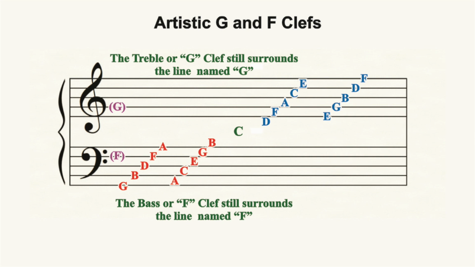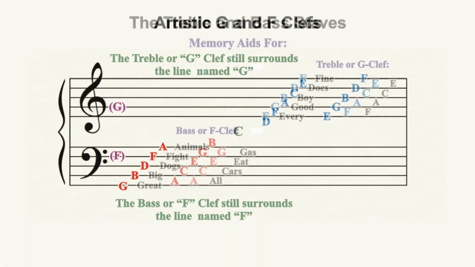However, the G clef still surrounds the line we call G, and the symbol itself tells us more precisely that this is the G just above middle C. The F clef still surrounds the line we call F, and the symbol itself tells us that this is specifically the F just below middle C.